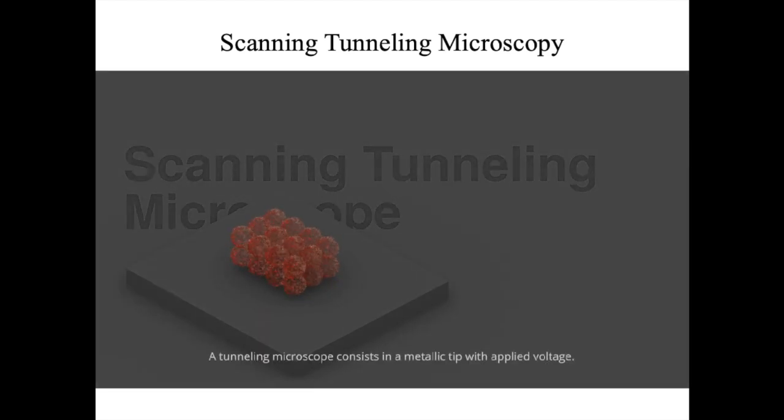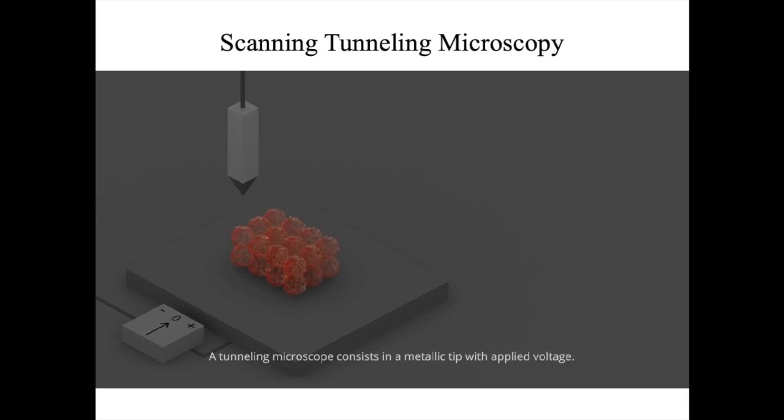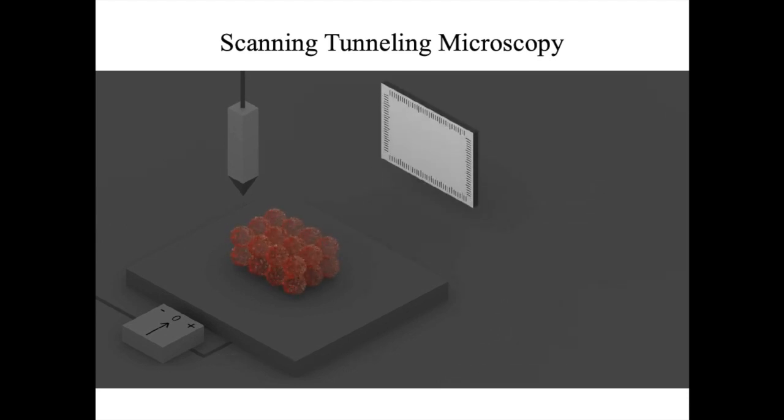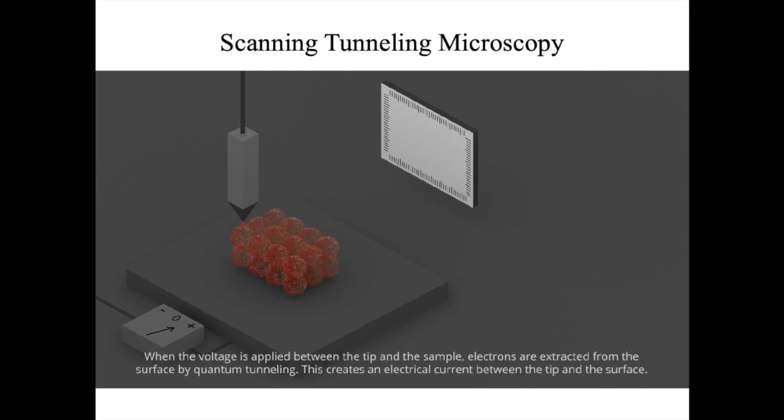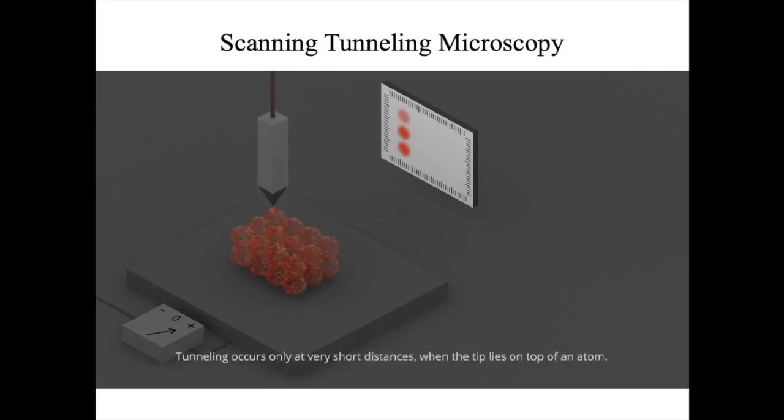So if we take a look at a surface, a tunneling microscope consists of a metallic tip with an applied voltage. The tip is brought very near the surface of a metallic sample made of atoms. When the voltage is applied between the tip and the sample, electrons are extracted from the surface by quantum tunneling. This creates an electrical current between the tip and the surface. Tunneling occurs only at very short distances when the tip lies on top of an atom.